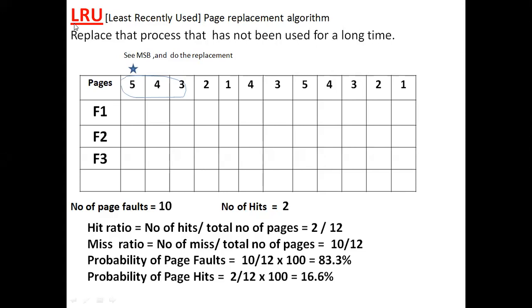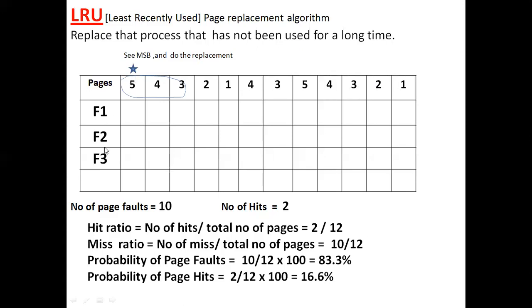Regarding this least recently used, we are supposed to replace the page that has not been used for a long time. So understand this statement: you replace that page that has not been used for a long amount of time. Similar to the first in, first out page replacement algorithm, we'll be given the list of pages: 5, 4, 3, 2, 1, 4 up to 2 and 1.